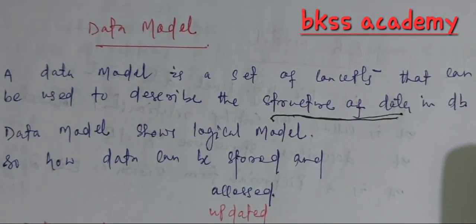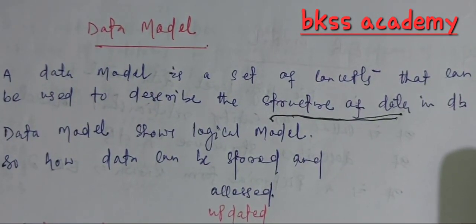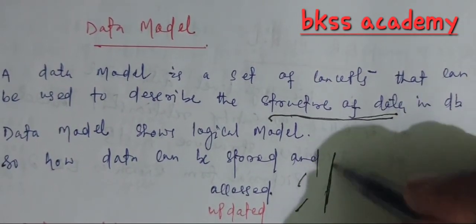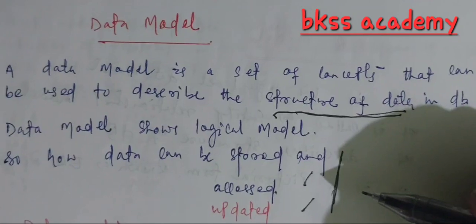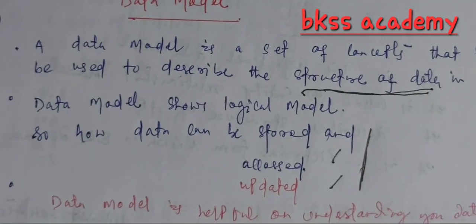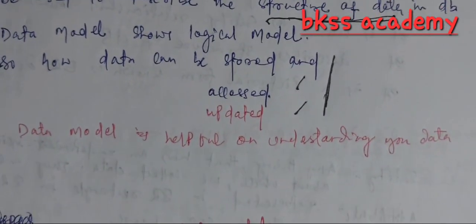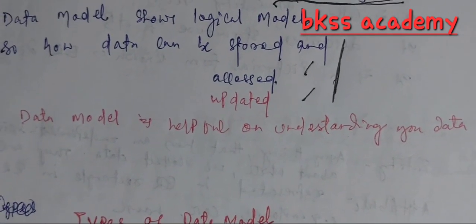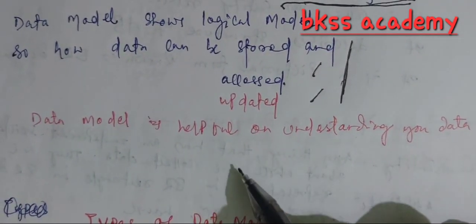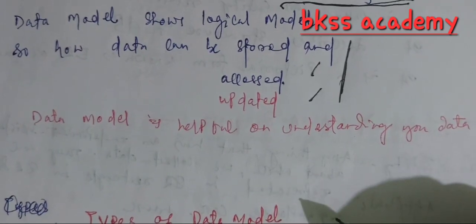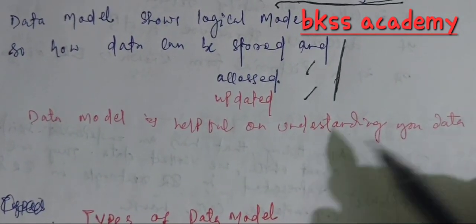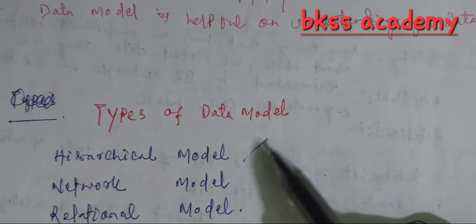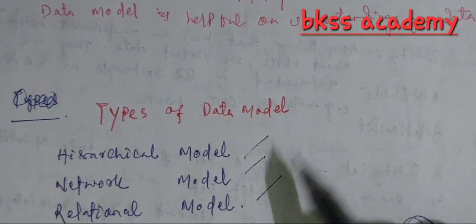A data model shows the logical model and how data can be stored, accessed and updated. These are the main three things which are defined in the data model. A data model is helpful for understanding the data. A data model will define for the user or any person the total attributes of the data. The typical data models are the hierarchical model, network model and relational model.